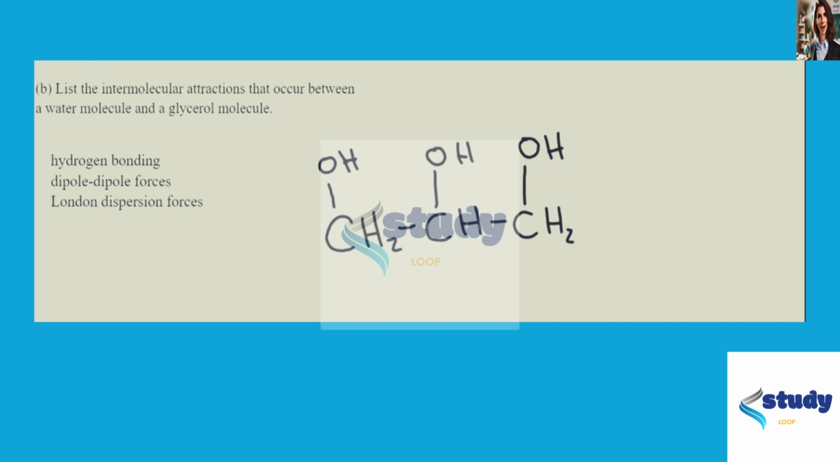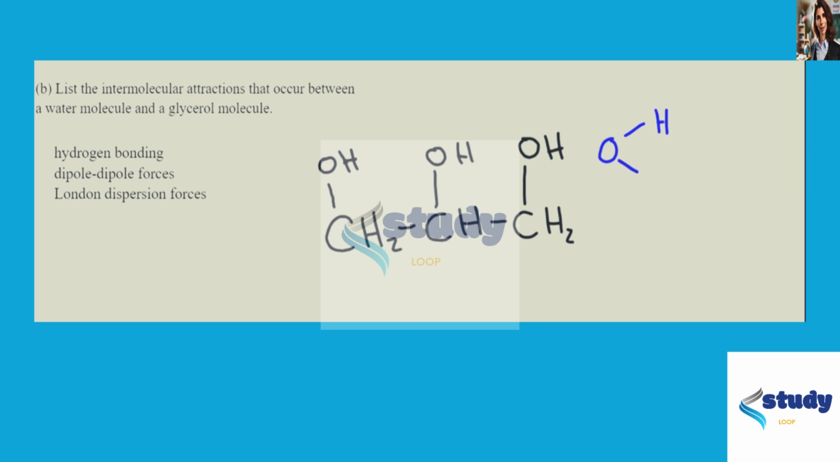Part B asks us to list the intermolecular attractions that could occur between a water molecule and a glycerol molecule. We already talked about hydrogen bonding in the previous slide, where we have either the oxygen of the water interacting with the hydrogen, or the oxygen in the glycerol interacting with the hydrogen in the water. So these are hydrogen bonds that can happen.